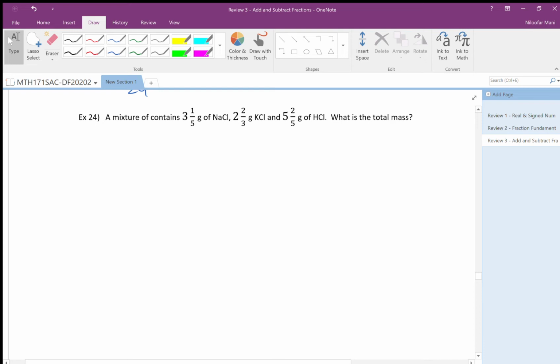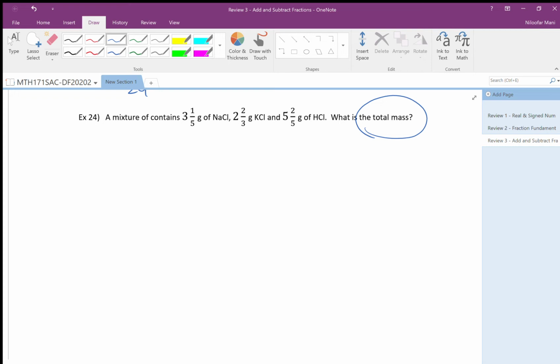Okay, so what is the total mass? Of course, for total mass you add them all. You read the question carefully. You understand the question. The question is addition of some substance inside. Okay. So in a solution. That's a mixture.